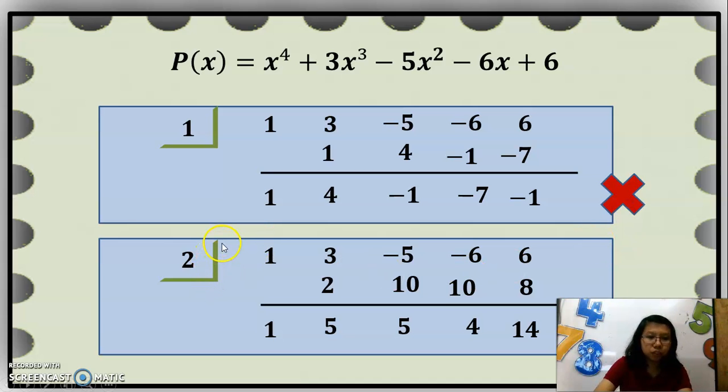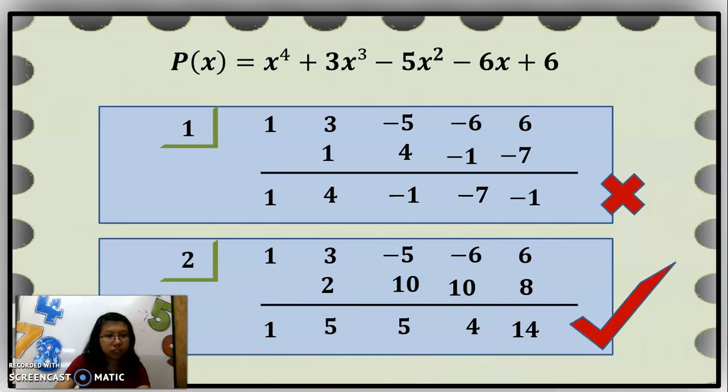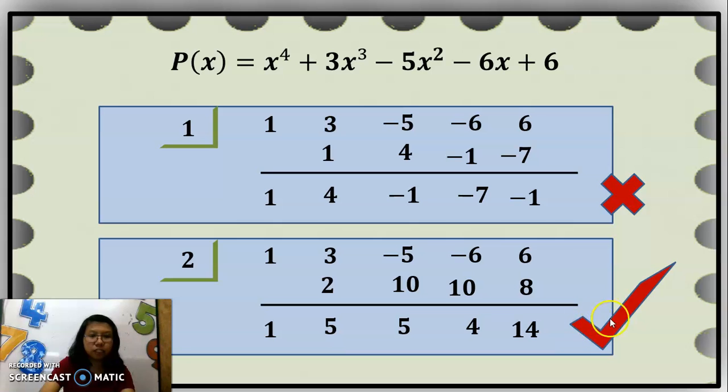Okay. For number 2, upon using the synthetic division, we will have 1, 5, 5, 4, and 14 as the values of the coefficients. Since we have positive values for the coefficients, that's why we will consider it as the upper bound for the values of the zeros. Okay. So according to the theorem, in upper bound, we need to have positive values for the coefficients of the answer when we divide the polynomial by a given value of divisor. So, since we have positive values for this one, it will be considered as the upper bound.